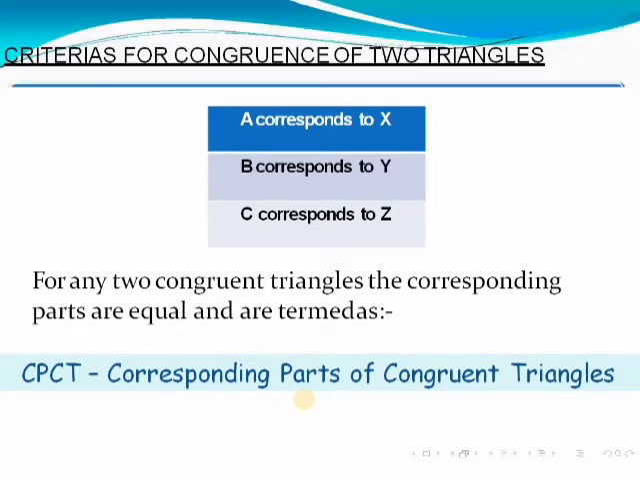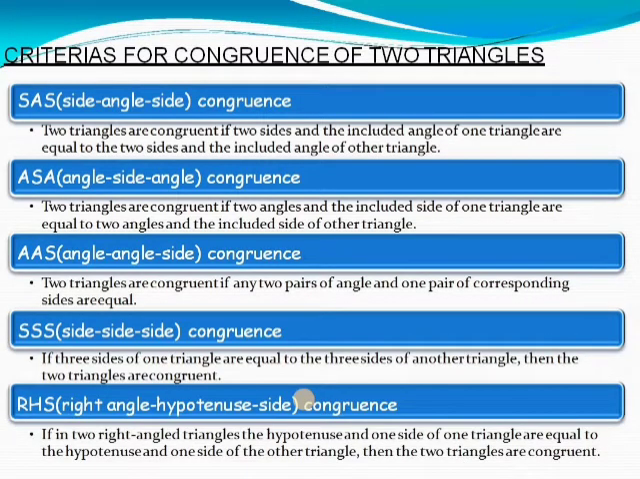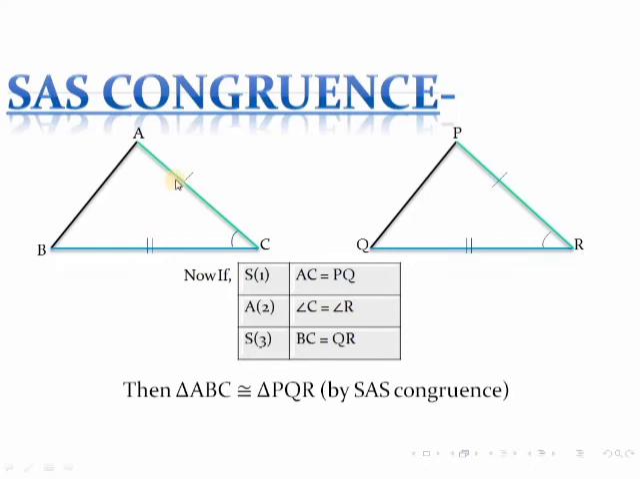Well, now we'll see a few criteria for showing that two triangles are congruent. So there are 5 criteria. The first is SAS, another is ASA, angle side angle, then AAS, SSS, RHS. See here carefully, it is AAS. And you don't have SSA. If you see here, you don't have SSA. So when you solve problems, kindly don't make use of SSA. That criterion is not present here. Now let's understand one criterion at a time.